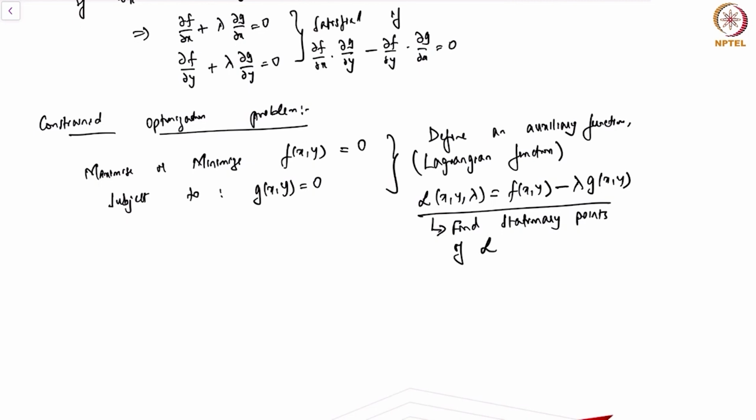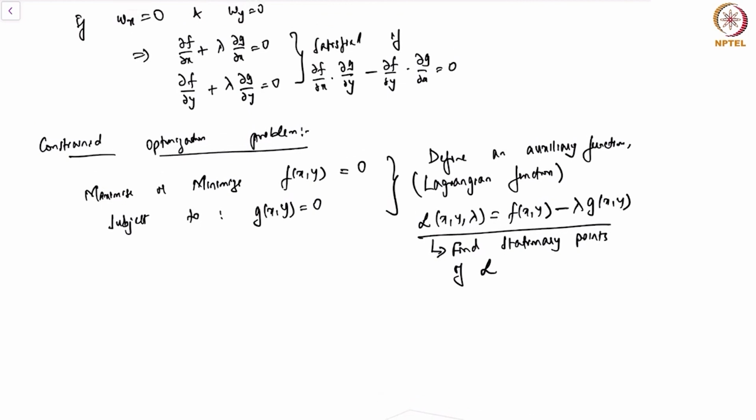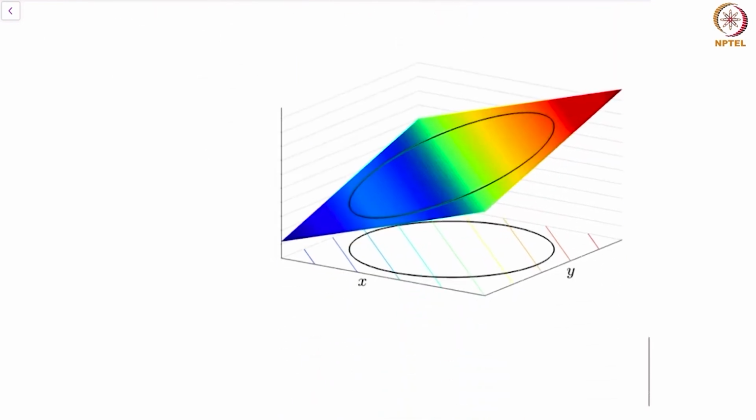The stationary points of the Lagrangian function L mean that we have to find out where this Lagrangian function L has a maxima or a minima. How do we do this? This Lagrangian function has to simply satisfy the Euler-Lagrange equations that we had already derived in the previous lecture, right? So let's basically take up an example. This is an example that we've already shown earlier.